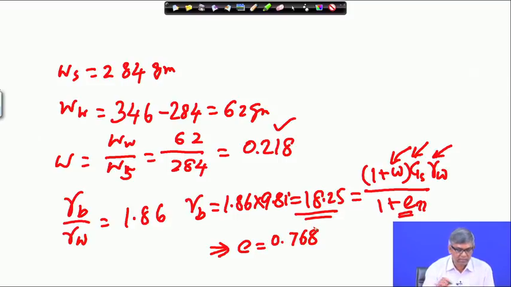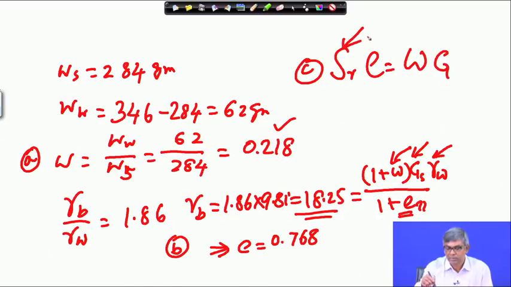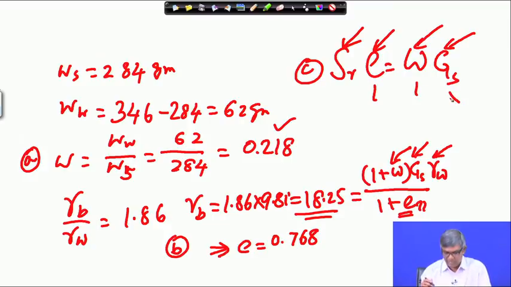This becomes part A, this becomes part B, and part C. Actually, we have learned another relationship, S_R into E is equal to W into G. This is degree of saturation, this is void ratio, this is water content, this is specific gravity. So, we know this, this, and this, then the degree of saturation S_R, substituting all values, comes to 76.6%.